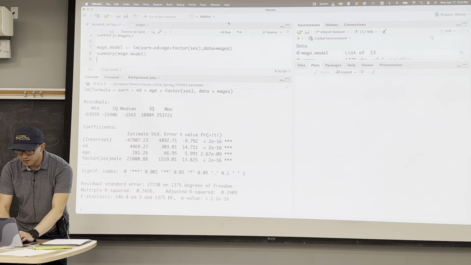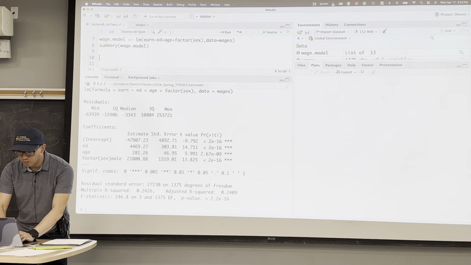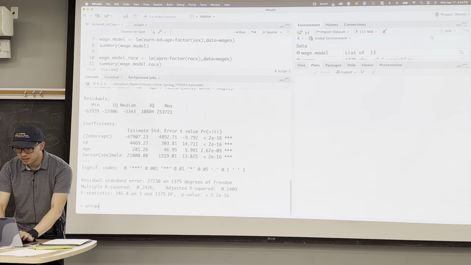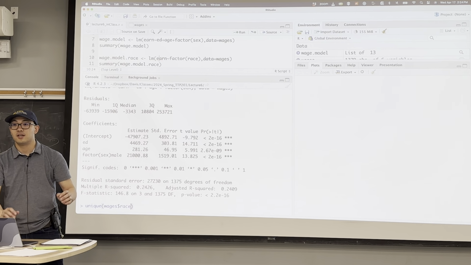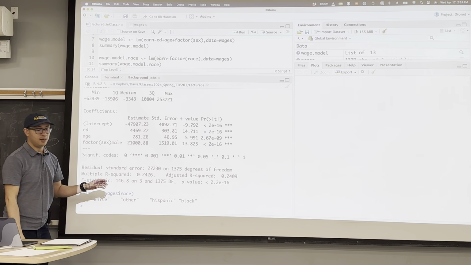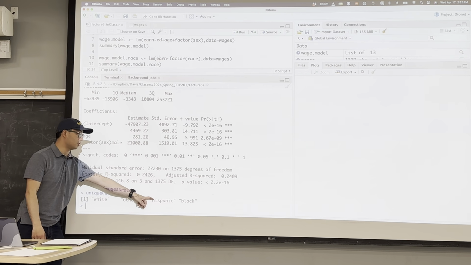I can do that, right? So, wage dot model dot race, LM earnings on race. Okay, so I can do unique wages dollar race to see the different levels of race in the data set. So we have white, other, Hispanic, and black.